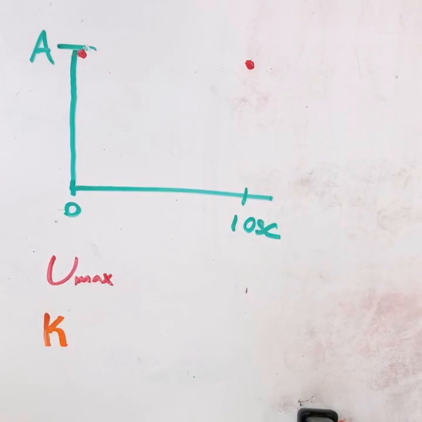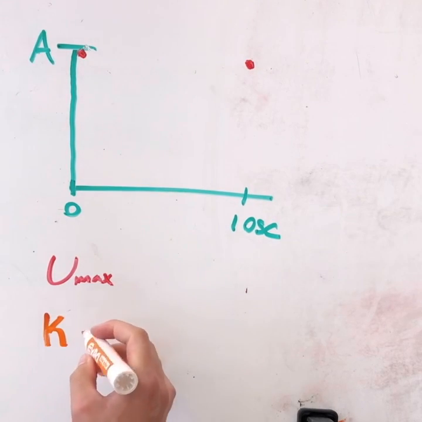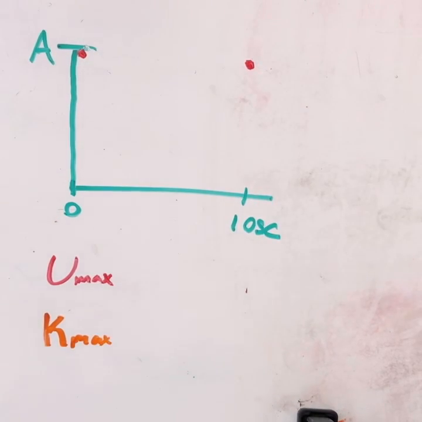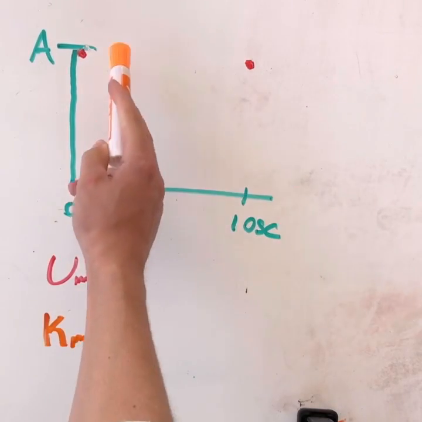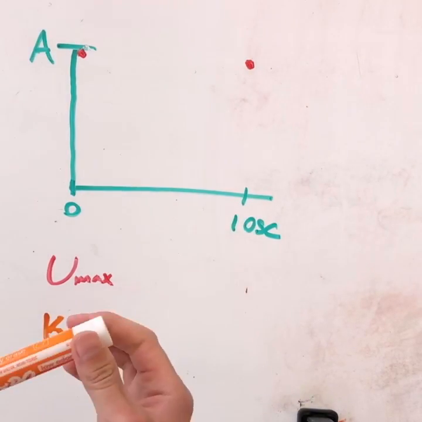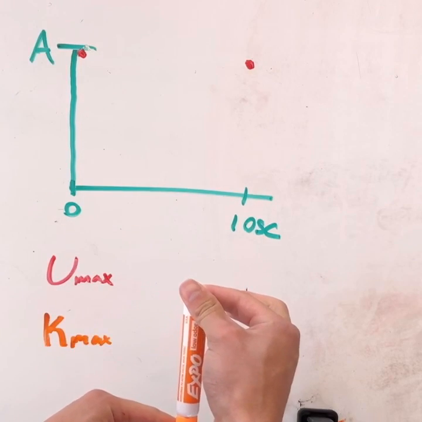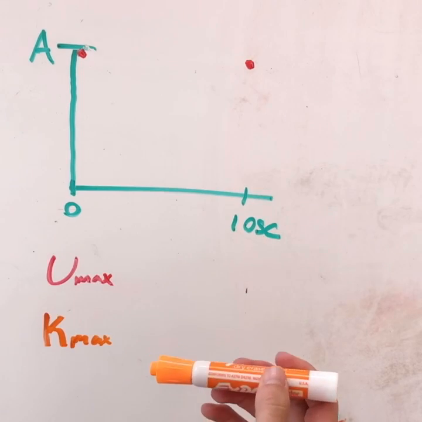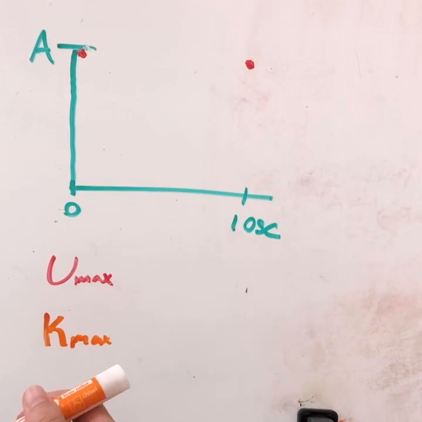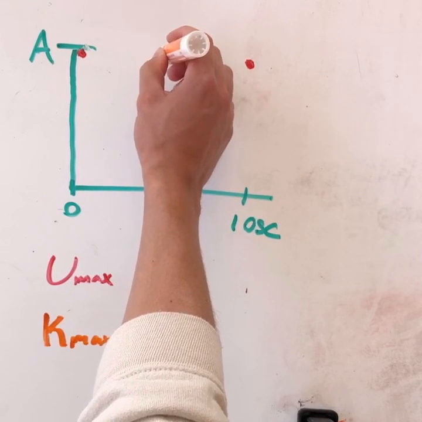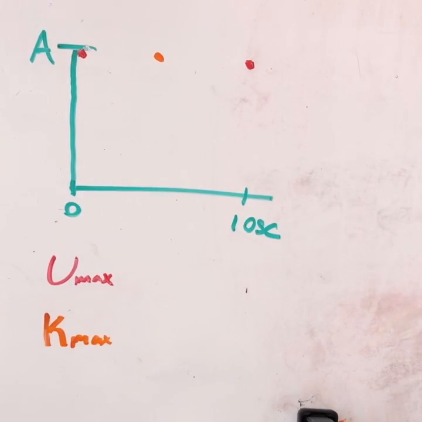Now, one thing we need to think about is where is K max? All right, so where is the kinetic energy at its highest point? This is actually going to be in the middle of these 2 points. So if you're thinking about a pendulum, it's going to be right when the pendulum is perpendicular to the ground. If you're thinking about a spring, it's when the spring's at equilibrium length. So that's going to be right about in the middle of the oscillation. Right here is going to be K max.